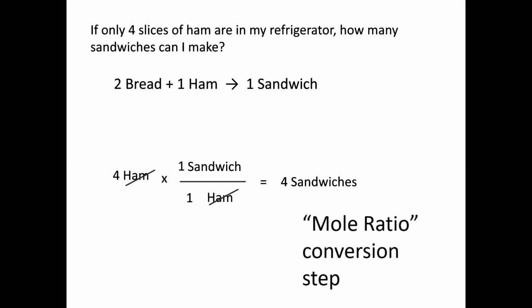So we call this part the mole ratio conversion step, which is a mouthful. But you'll hear the ratio of which one to which one, that is your mole ratio. And if you use a mole ratio conversion step, that is how we end up comparing apples to oranges in a very real way in chemistry.